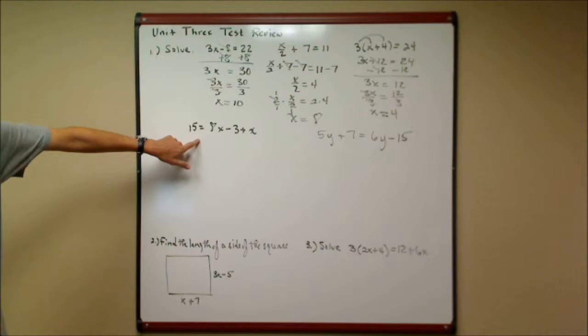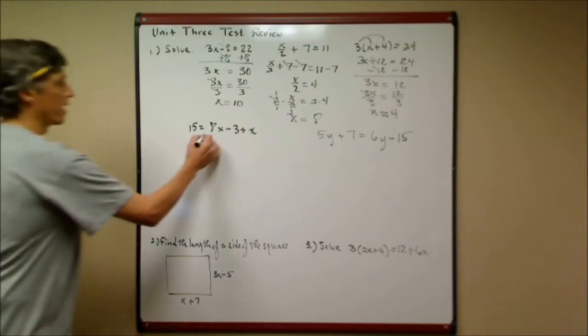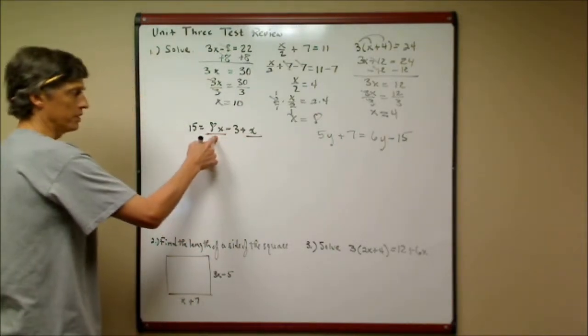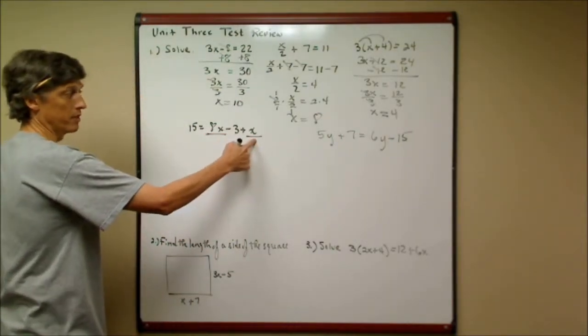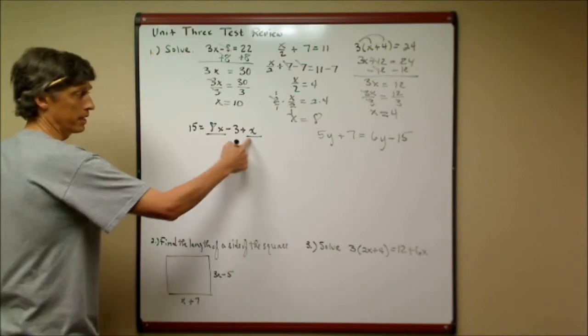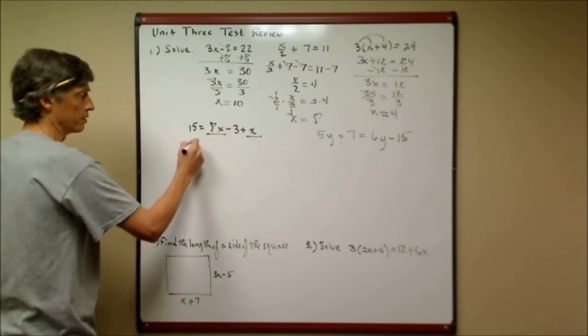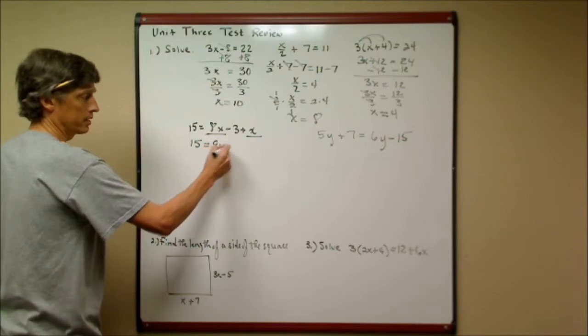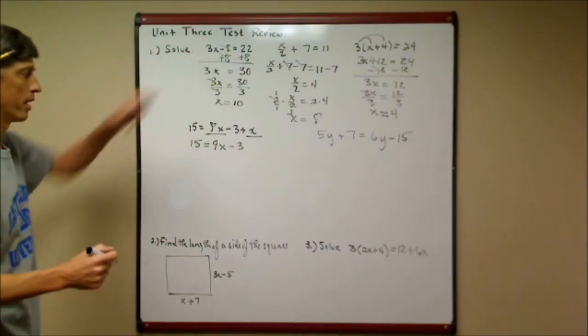Now, this next one, it has some simplifying to do, but it's not eliminating parentheses like in the last example. On the right side of my equation, I have like terms. The coefficient here is 8. The coefficient here, even though it's not written down, is 1. So I have 8x and I have a plus 1x. I'm going to combine those. 8x and 1x is 9x. Now the problem looks a lot more like the one above it.